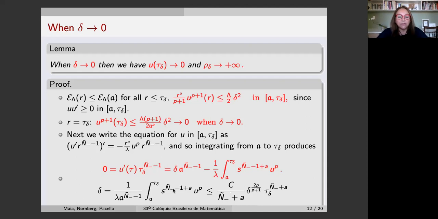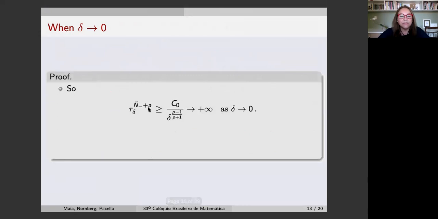So dividing by delta to the other side, we obtain that tau delta to the power n tilde plus a is bigger or equal to a constant times delta to a positive power. As delta goes to 0, this goes to plus infinity, and this makes tau delta go to plus infinity. But then, since tau delta is less or equal to rho delta, also rho delta goes to plus infinity as delta goes to 0. So now we have an idea of what is happening to the solution U delta when the shooting parameter delta is very low.